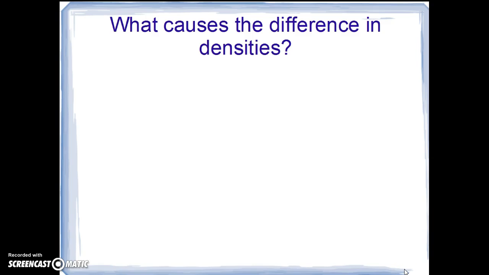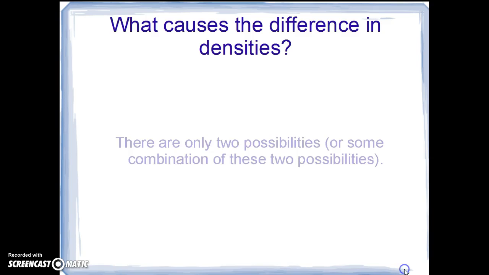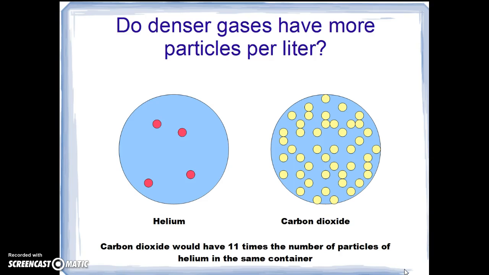What causes the difference in densities? Well, there are really only two possibilities, or combination of two possibilities. The first is the denser gases might have more particles per liter. That is, say carbon dioxide, which is 11 times more dense than helium, might have 11 times the number of particles of helium in the same container. That's one possibility, and think about that and convince yourself that that could be the explanation.